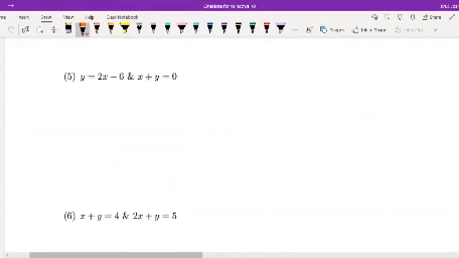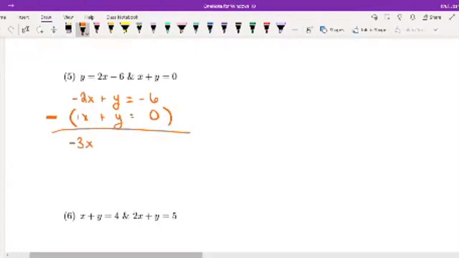Okay, we're going to move that 2x to the left-hand side so that we're lined up. And we have x plus y equals 0. If you notice, the y and the y are exactly the same, so what we're going to do is subtract these two equations. Negative 2x minus 1x is negative 3x. y minus y cancels. Negative 6 minus 0 is negative 6. Therefore, x is positive 2.